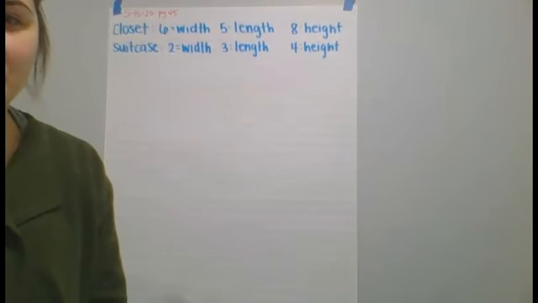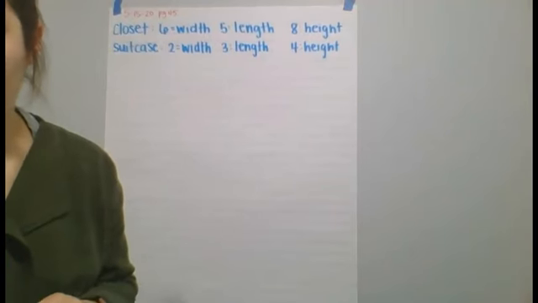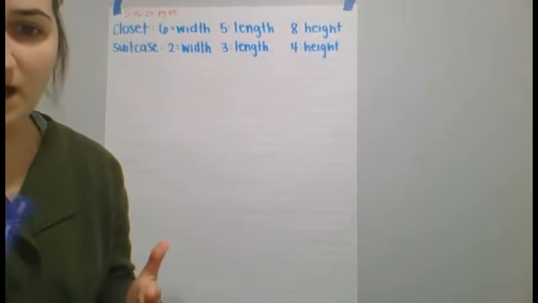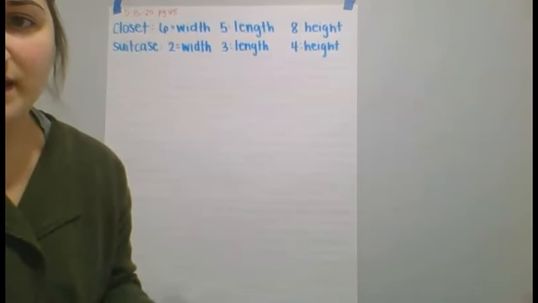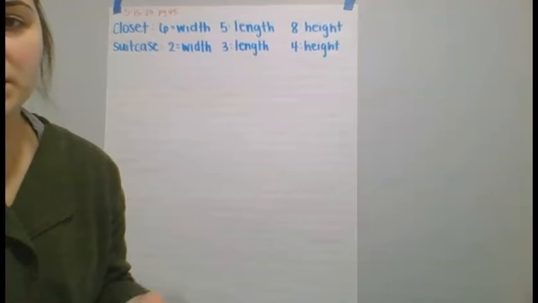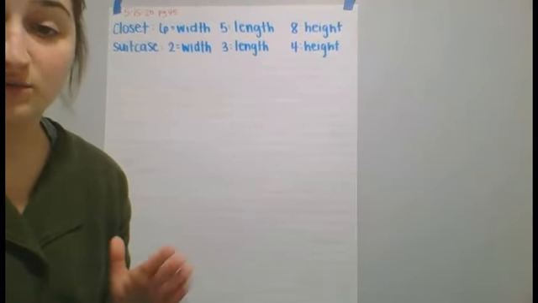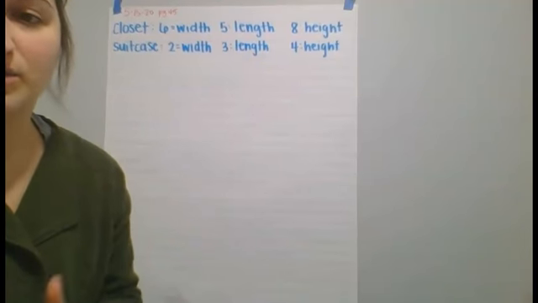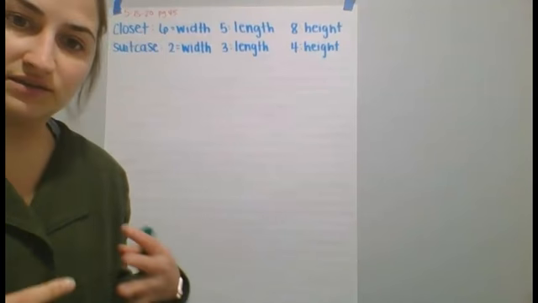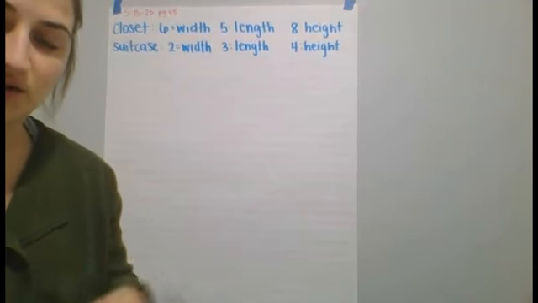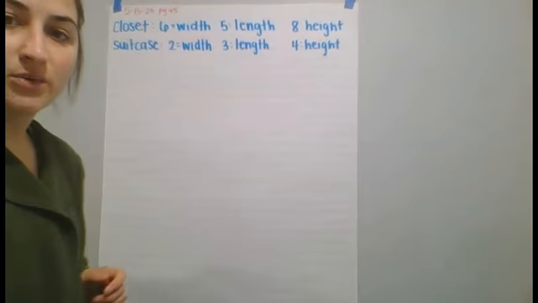All right, ladies, so we are on page 45 in your packet. We have a closet with a width of 6, a length of 5, and a height of 8, and then a suitcase that's 2 feet wide, 3 feet long, and 4 feet tall. And we're trying to figure out the difference in volume between our closet and our suitcase to figure out how much space is actually left. So let's start with our closet.